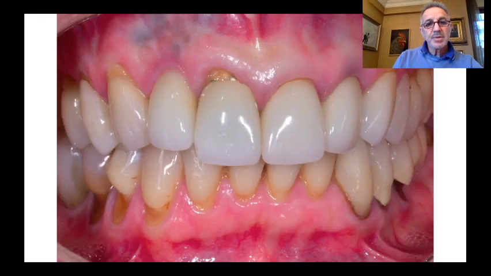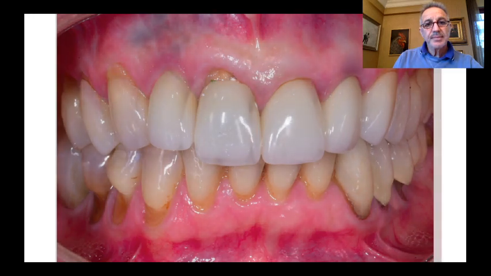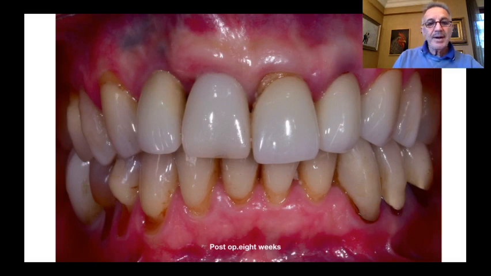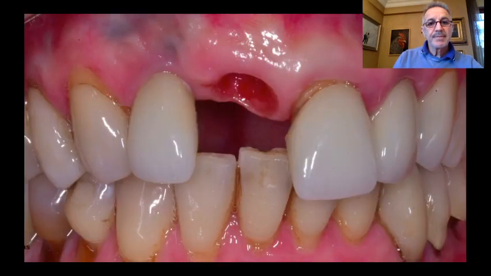This is the initial situation before the extraction. And this is post-op 8 weeks. Tissue maturation is still in progress. So this is post-op 6 months. Now we are ready to redo the crown on it.